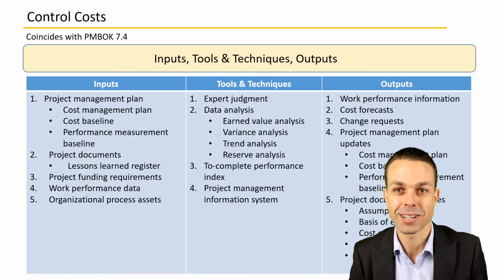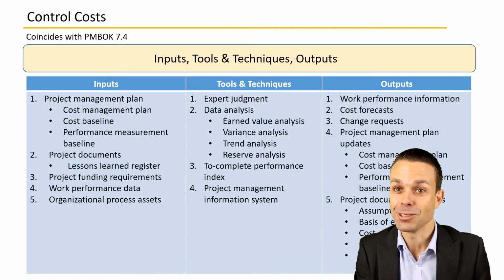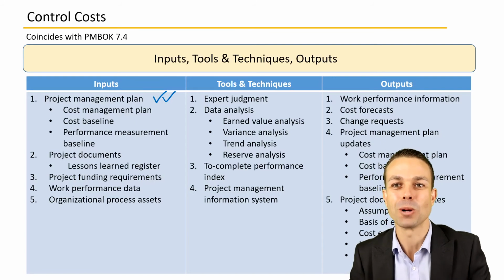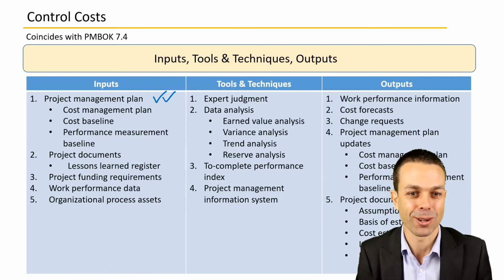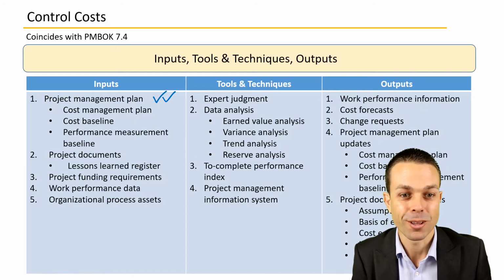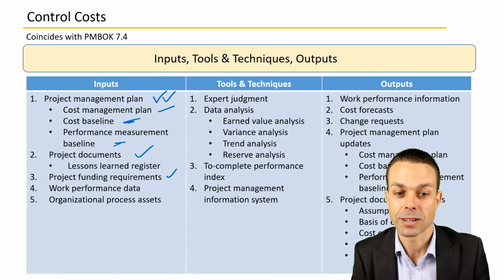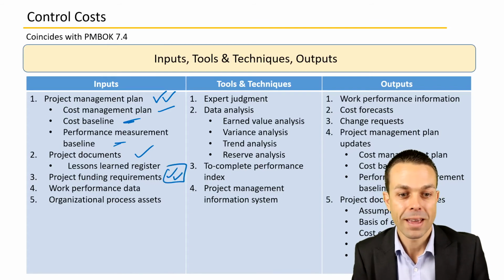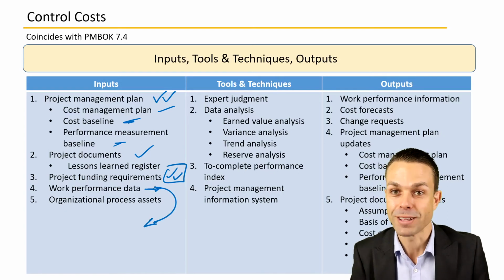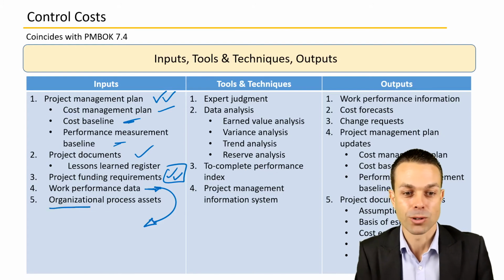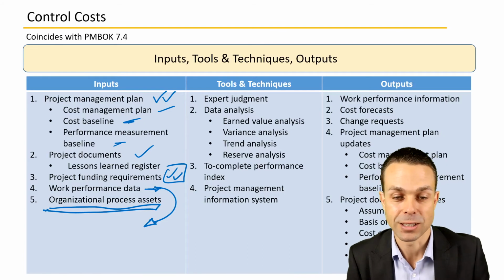Let's look at the inputs, tools and techniques and outputs for controlling our costs. As always, our favorite, the project management plan. Our overall plan is an input into almost every process in the Project Management Body of Knowledge. And there are certain things within there too: the cost management baseline, the cost management plan itself, and the performance measurement baseline as well. We need project documents, our project funding requirements, where the money is coming from, and our work performance data, how our project is tracking, the raw data of the activities that have been completed and the milestones that we've achieved. And then organizational process assets, or templates that we might be using as part of our project.